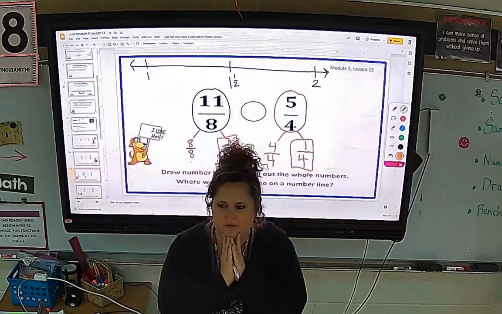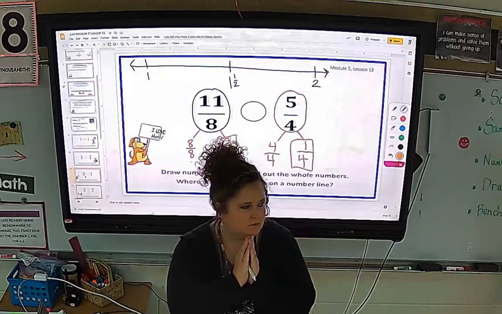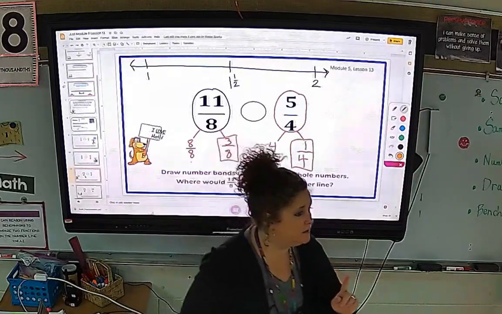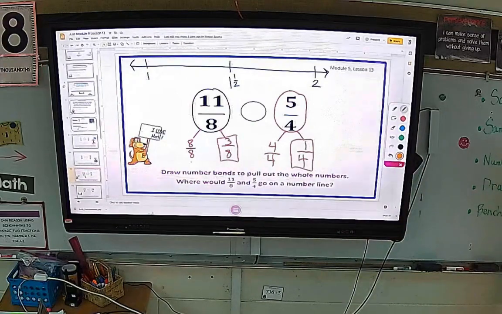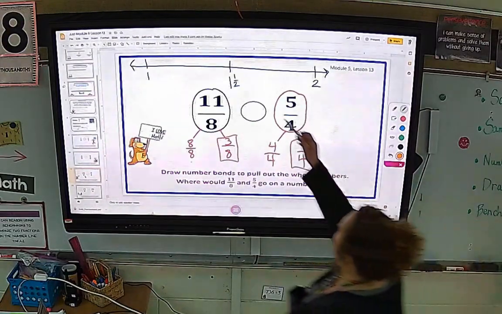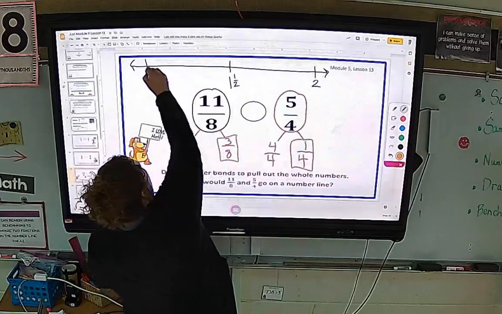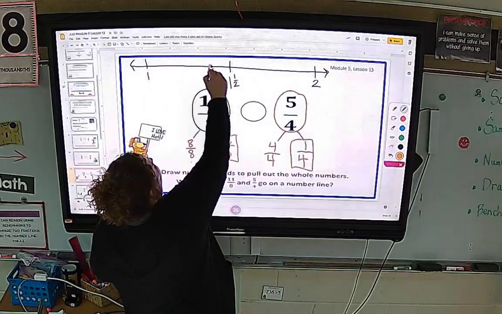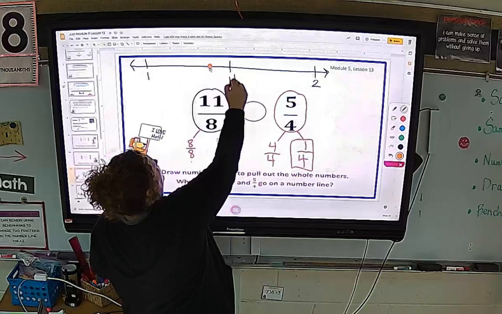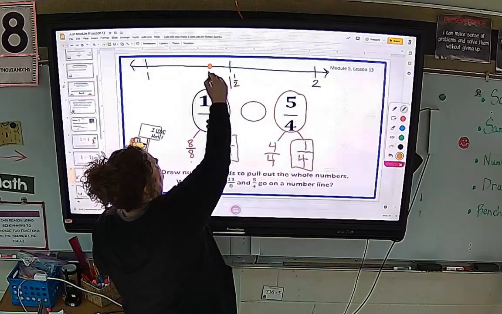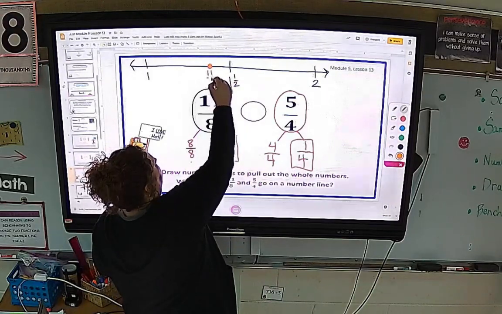What do we know about 3/8? It's close to half. Is it half? Almost. It's not, though. It's not this big. So 1 and 3/8 would be right before 1 1/2. 1 4/8 would be 1 1/2. So this is 1 3/8 right here.